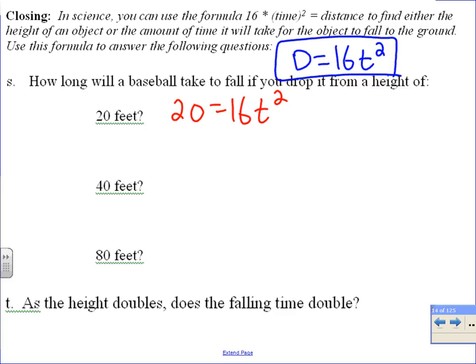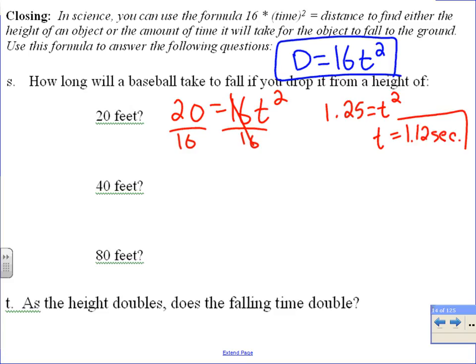20 is the distance, so that must be the height that they are dropping the baseball from. So 20 equals 16t squared. How do you get rid of the 16? Amberly? Good. Divide both sides by 16. So you end up with 1.25 equals t squared. So what is the time from 20 feet? Kevin? Good. 1.12 seconds.